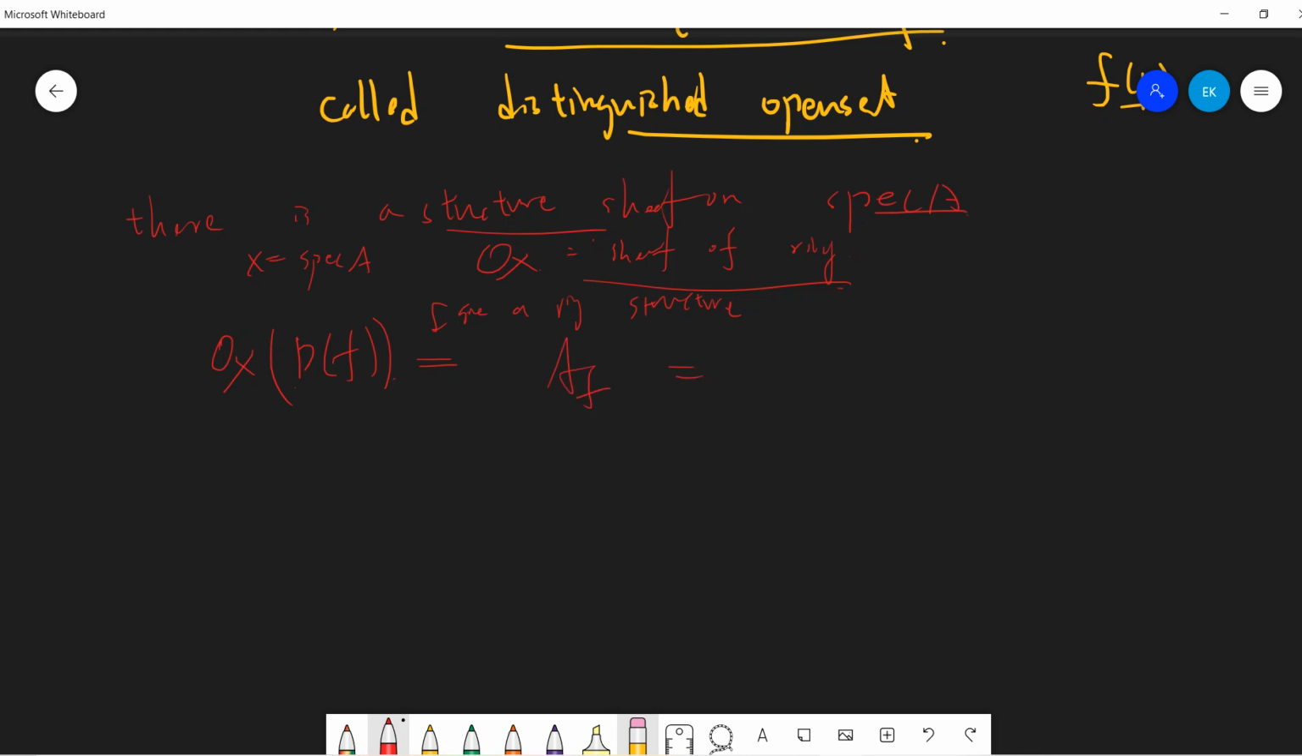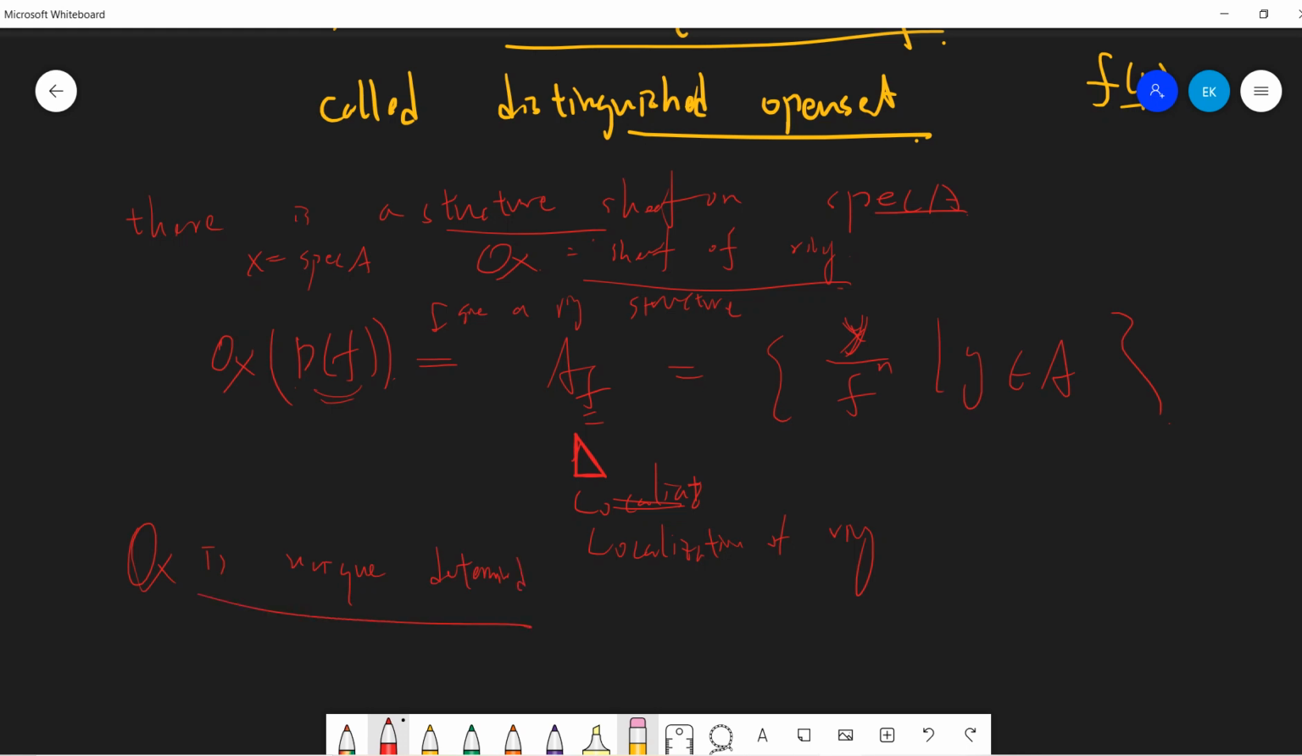I need to give a ring structure on it, let's say A_f. A_f means the localization at f, the localization of the ring. The easiest way is to write elements as y divided by f^n, where y belongs to A. This is the algebraic definition. Once you define O_X on each such open set, then O_X is uniquely determined.